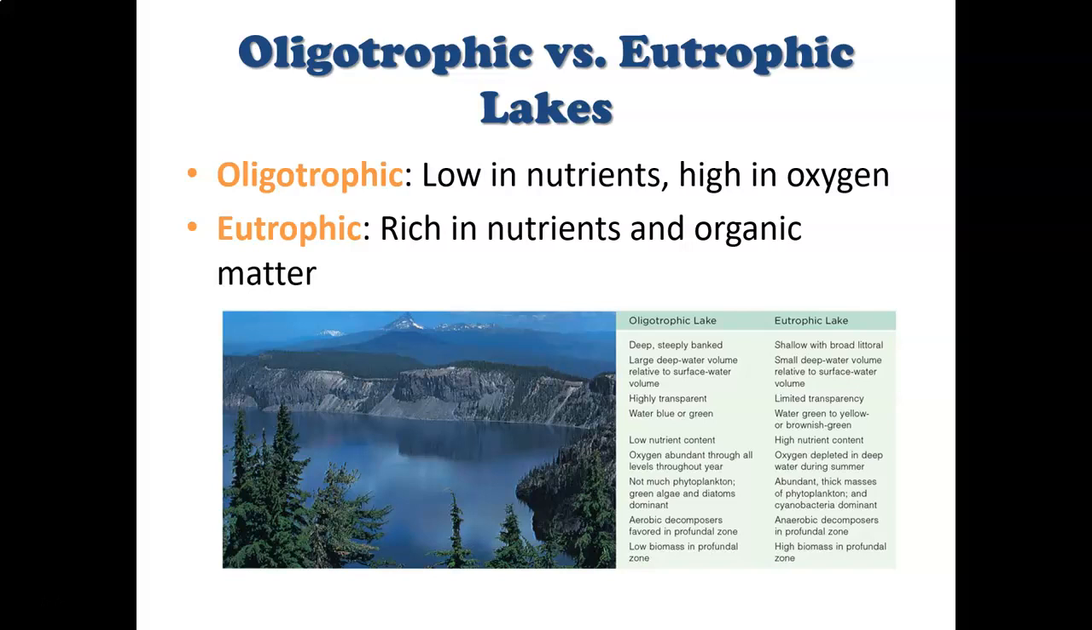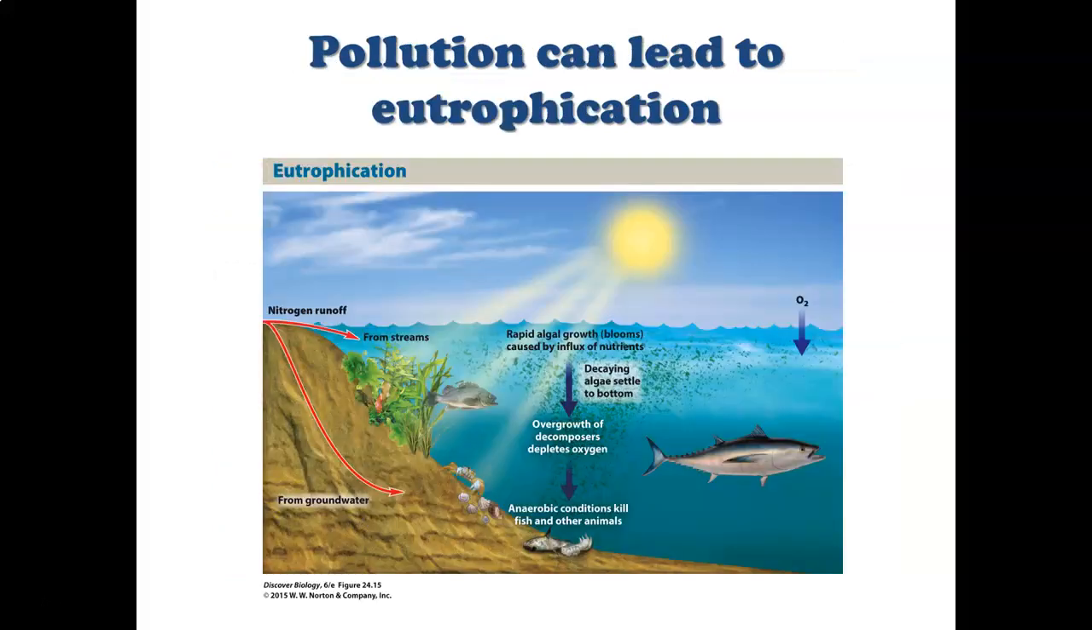So eutrophic lakes, what happens is they're polluted with nutrients. As nitrogen and phosphorus run off from the land into the streams, the amount of nutrients is so high that the algae build up.